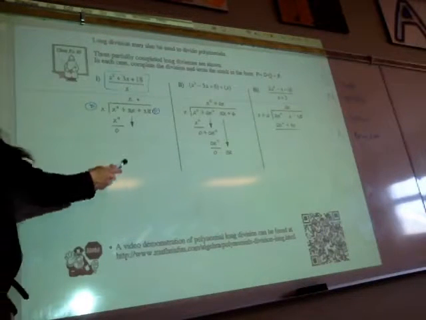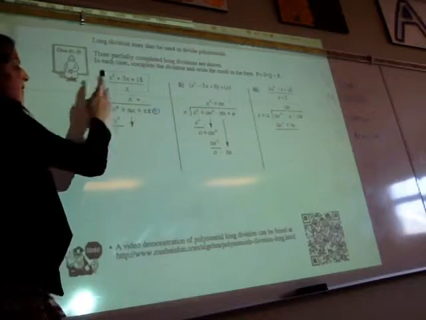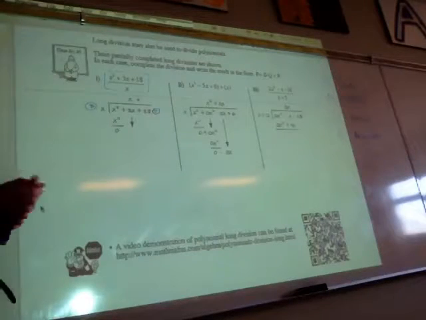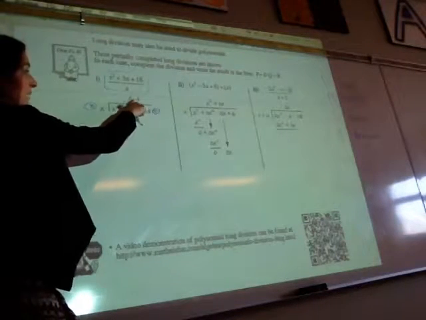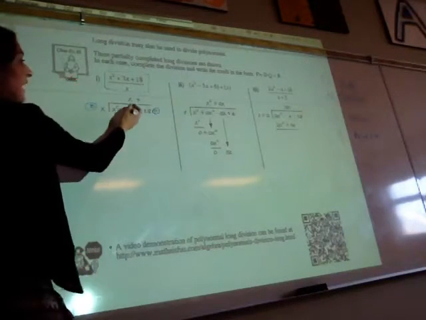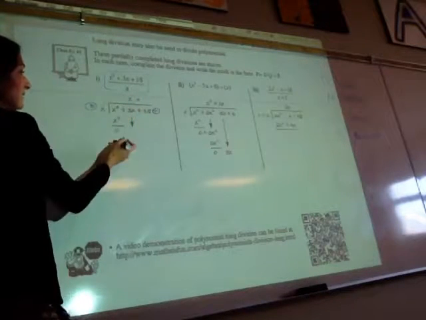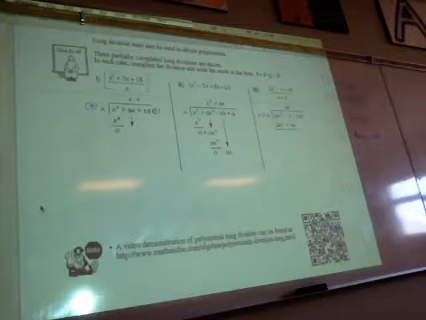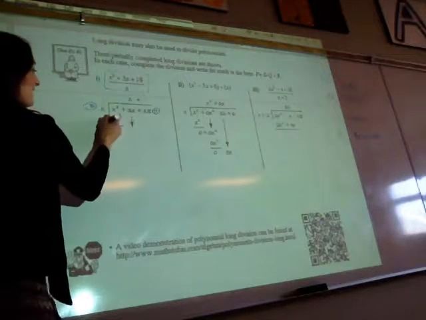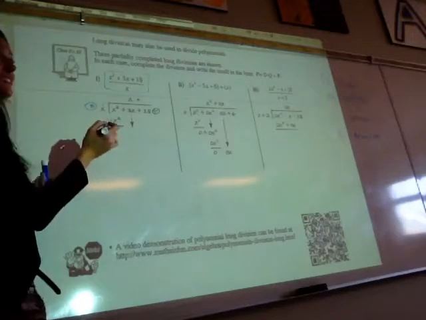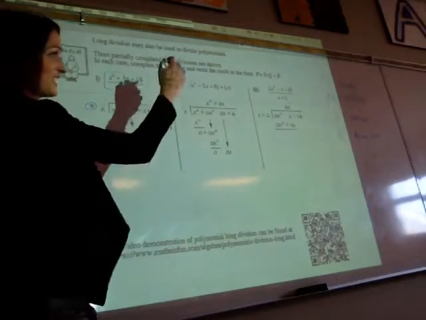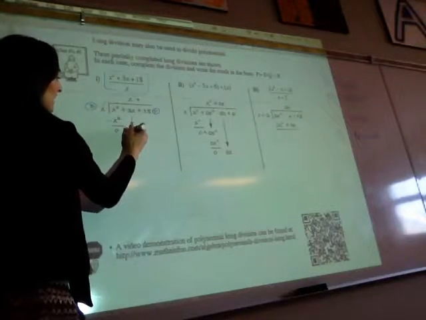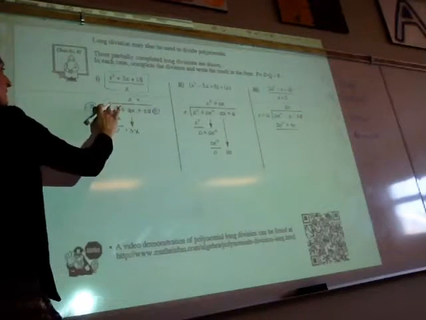Dad divides, so we've got to figure out how many times does x go into x squared? Or what would I need to multiply by x to get x squared? X. Good, so then I put an x above the x placeholder. And I multiply back. X times x is x squared. What did we do after we multiply? Sister subtracts. So we subtract and we get 0, then brother brings it down. So dad, mom, sister, brother. Okay, so we get plus 3x. And then we start the process all over.